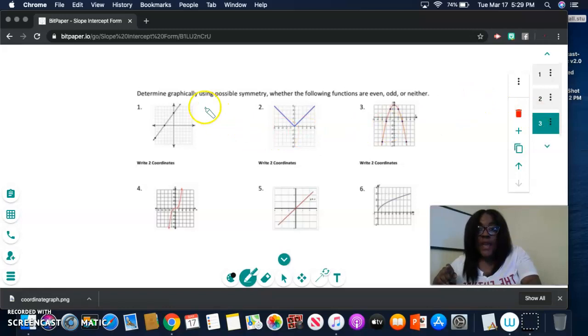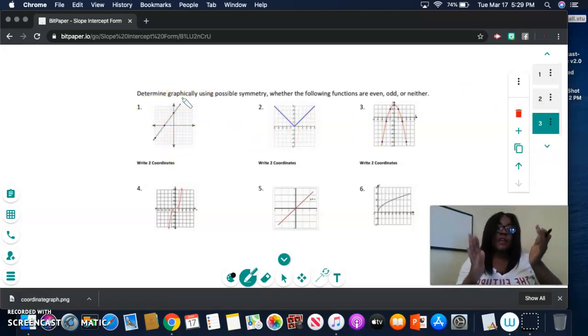Okay, so we know the y-axis is here. This means that if we could fold the graph along the y-axis, it will line up perfectly on both sides.